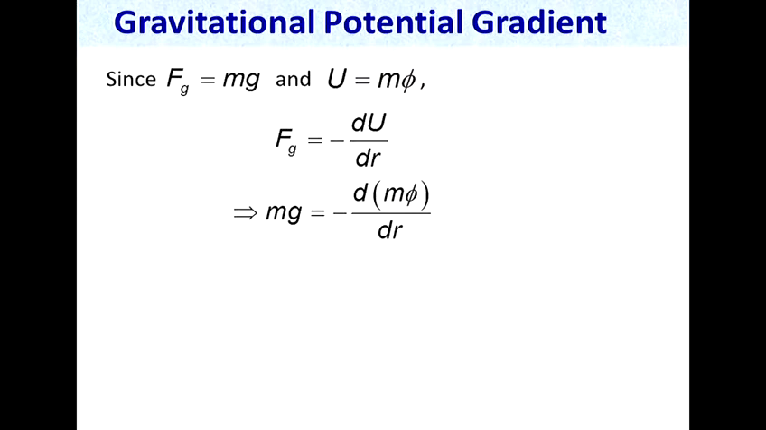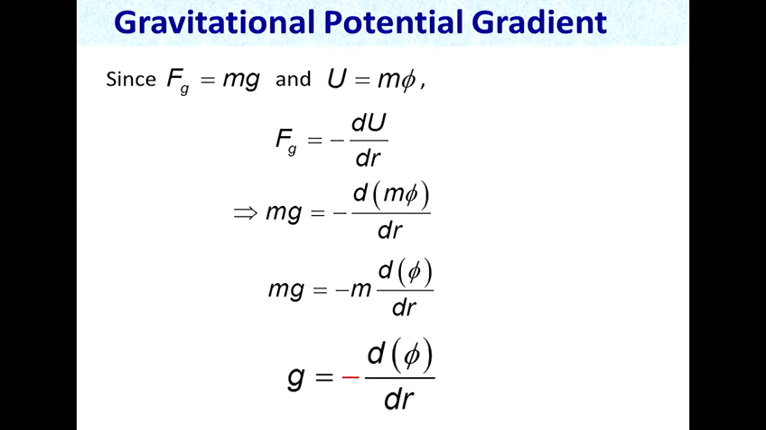Okay? In this differential, the m is a constant, so I can bring it out. And then the common mass you can cancel on both sides of the equation. So you end up with a similar equation, this time involving gravitational field strength and gravitational potential. Gravitational field strength is equal to the negative of the rate of change of gravitational potential with distance away from the source mass. Again, the negative sign indicates the direction of small g.